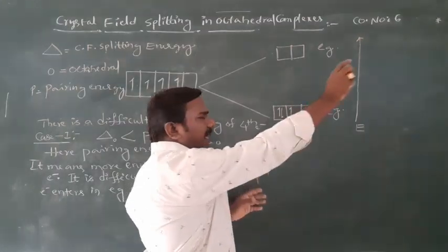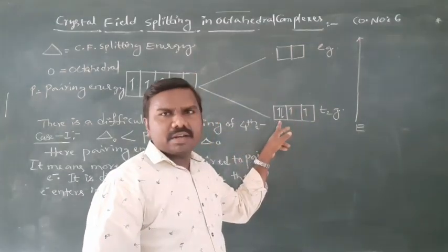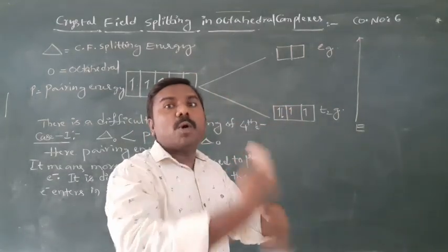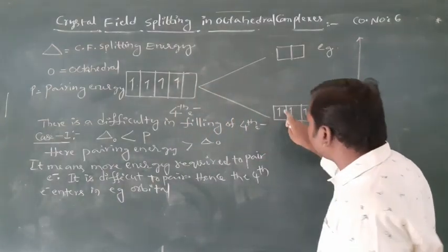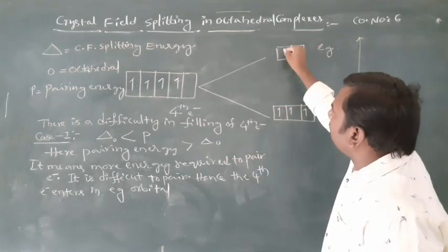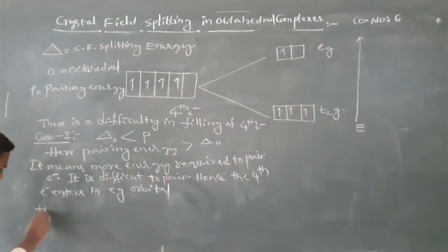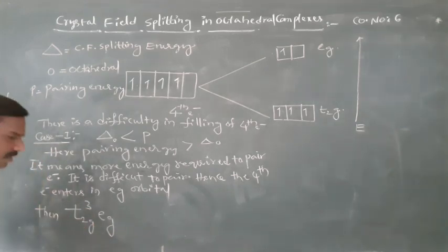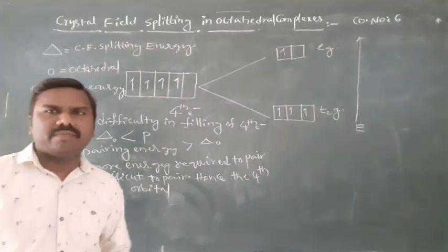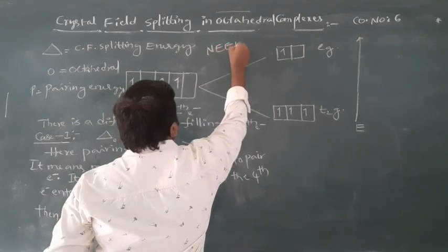If the electron paired here, the fourth electron, 1, 2, 3, fourth electron, to pair this one, more energy is required in the first case. That's why it is very difficult to pair here. That's why it will enter into eg. Then the configuration is t2g3 eg1. t2g has 3 electrons, eg has 1 electron. Very, very important. It is a previous NEET question.